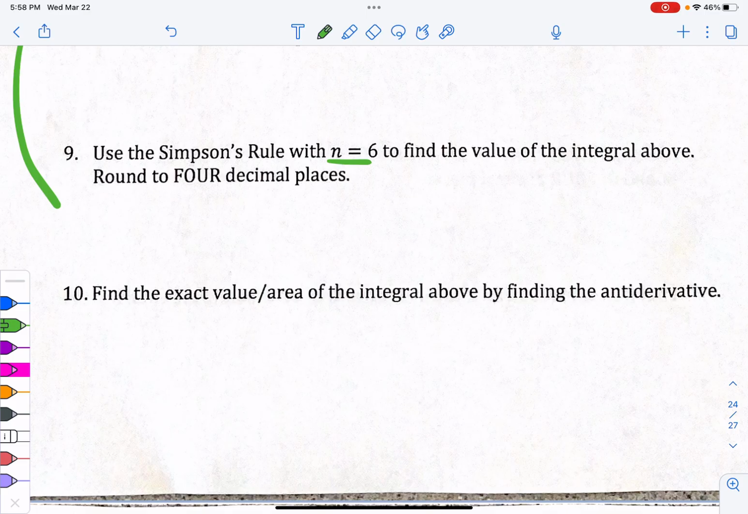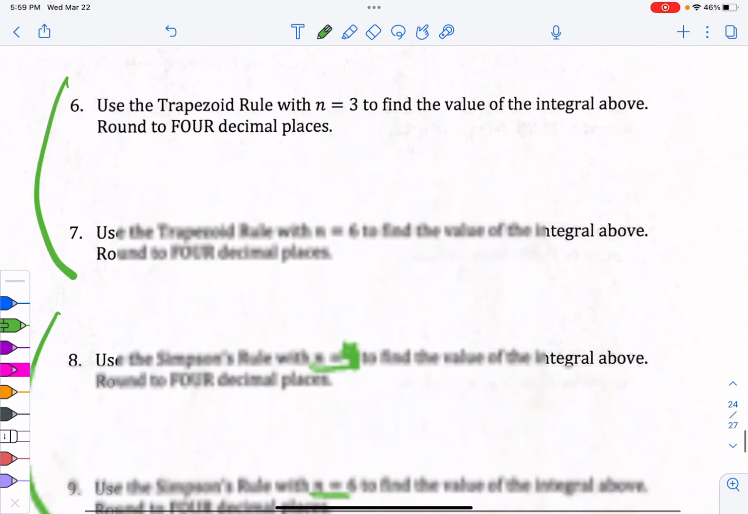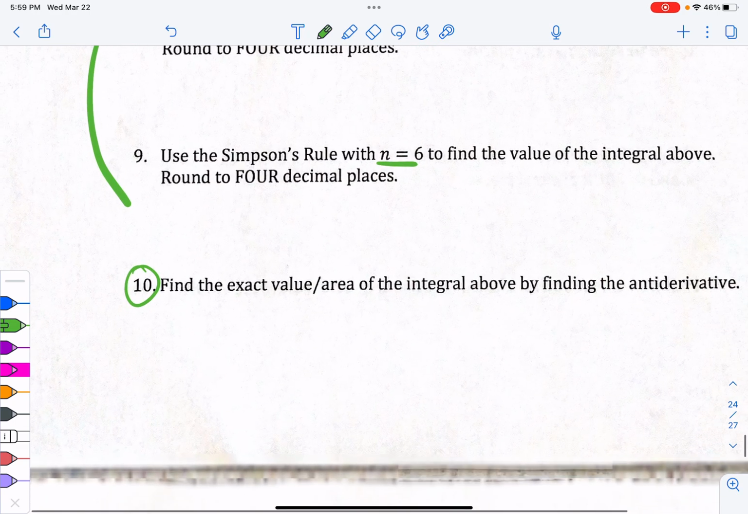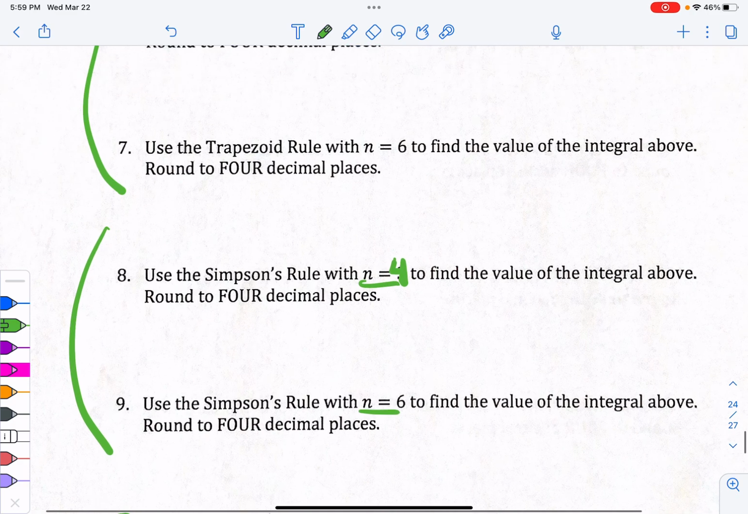And then find the exact value of the area. So you could actually find the antiderivative of the cubic root of x, which is x to the 1/3 power. Figure out what its antiderivative is and plug it in, okay? To find the exact one, all right? Work with each other, help each other out if you need to, but that is that, okay? There you go.